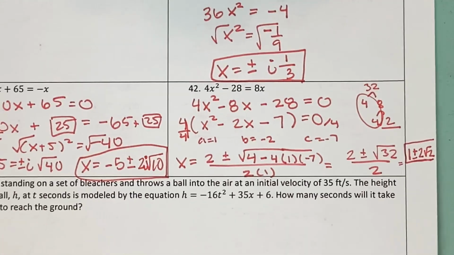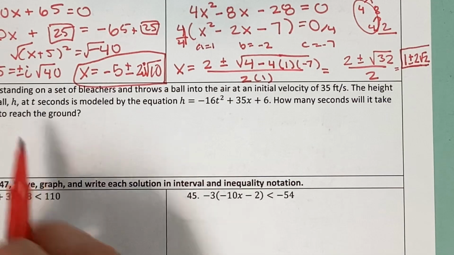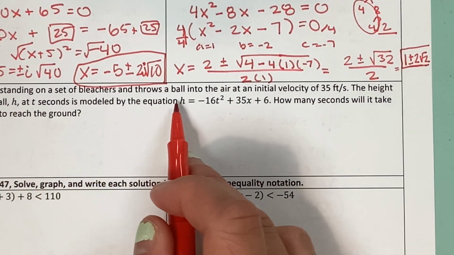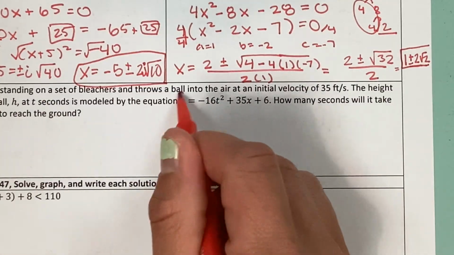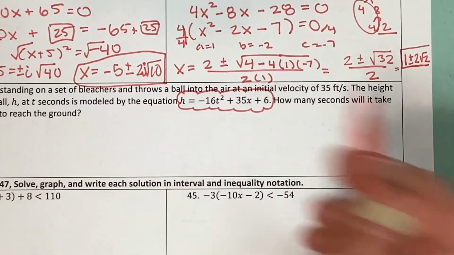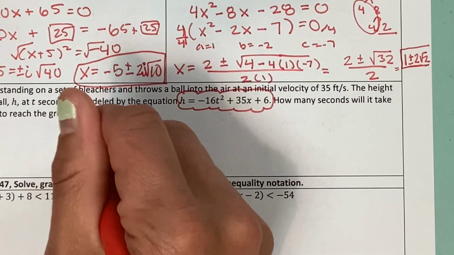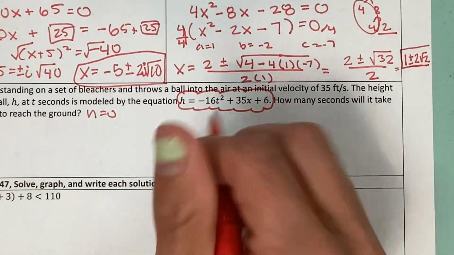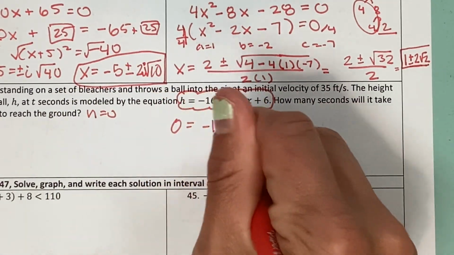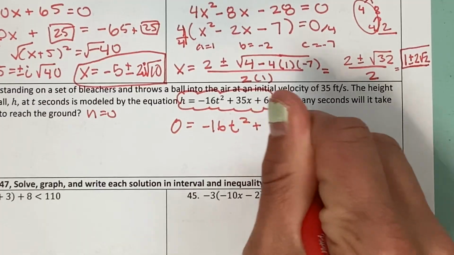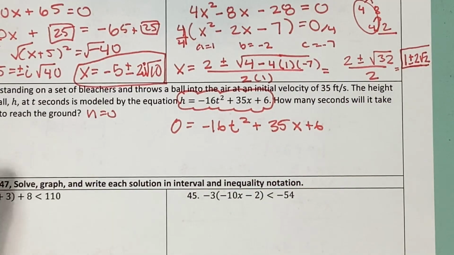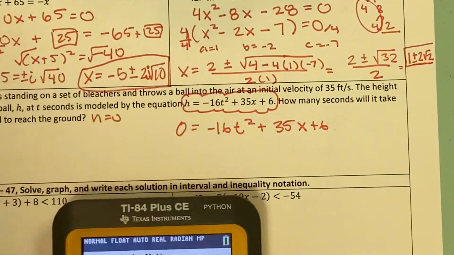Okay, almost done. On this one, Janelle is standing on a set of bleachers and throws a ball in the air. Blah, blah, blah, blah. Here's my equation. How many seconds will it take the ball to reach the ground? So when the ball reaches the ground, height is 0. And so it's just a regular equation. You also can do this in the calculator.